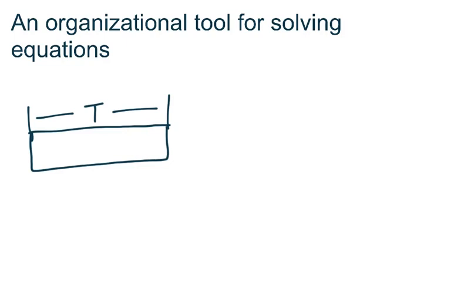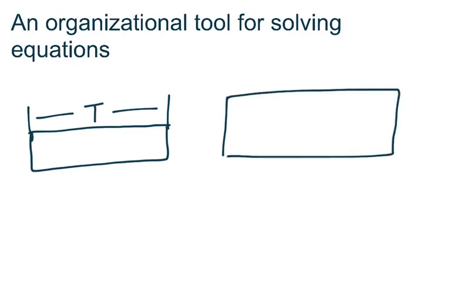It can be represented this way, with your total right here in between two brackets, and your parts down here at the bottom, or it can look like this, where your total is up here and your parts are broken down here. So now let's look at just a couple examples of number sentences in a strip diagram format.